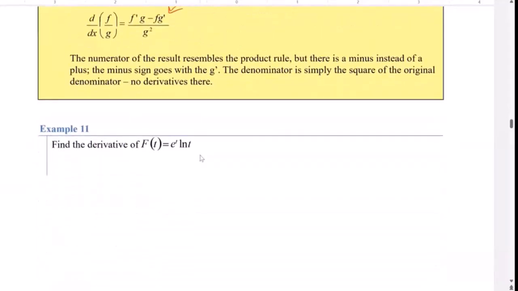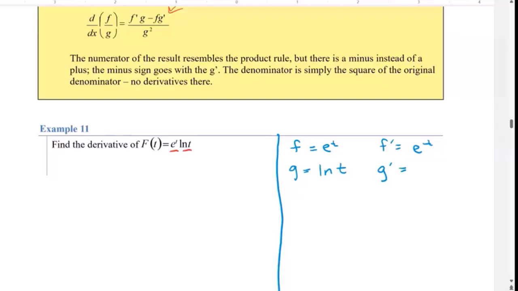So for example, here's a product rule. How do I know? Because I have two functions that are multiplying together. So here's my recommendation to make things very nice and clear. I always teach this way. So let's say we have small f is equal to e to the t. Then f prime is e to the t. And let's say g is equal to ln of t. G prime, I don't know if you remember this, is equal to 1/t.